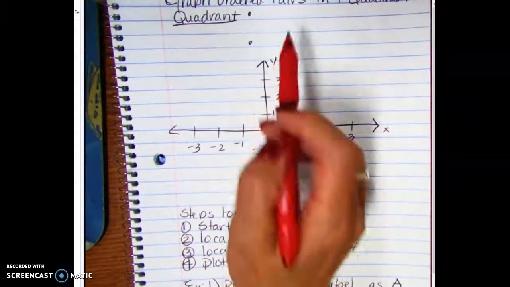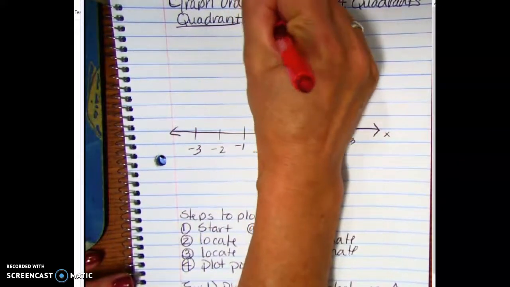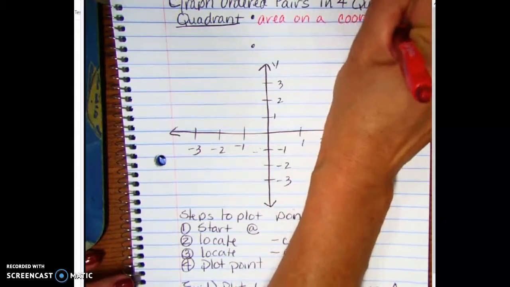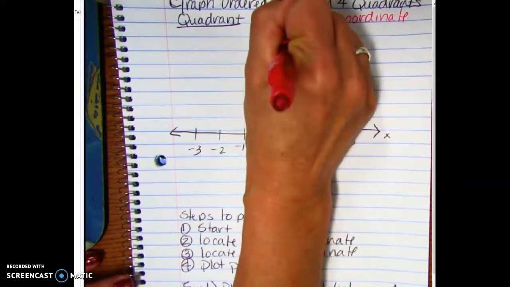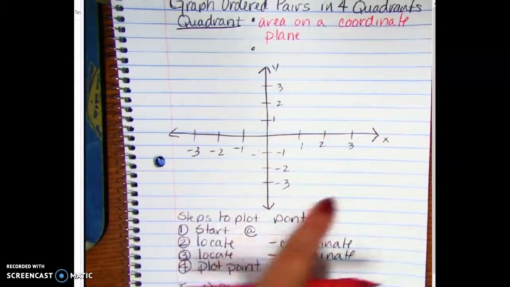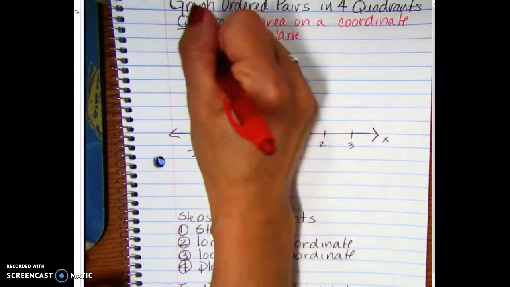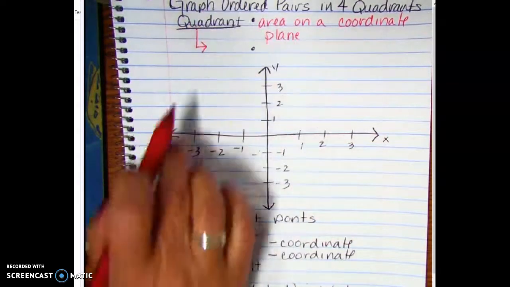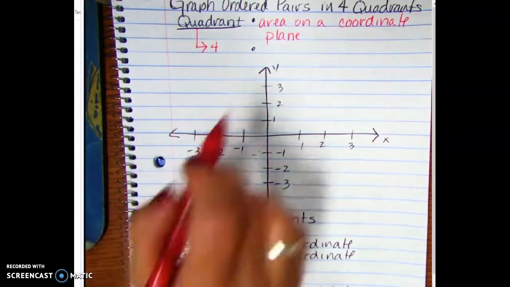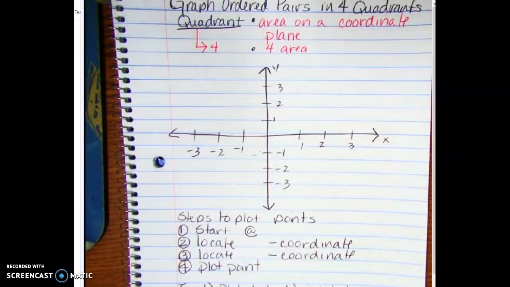Okay, so first off, the word quadrant basically means an area on a coordinate plane. And yesterday we talked about what a coordinate plane is. It's a two-dimensional flat surface. This right here is a coordinate plane, this grid. Now, when we look at the word quad, if you've ever ridden a quad, it is a four-wheeled recreational vehicle. So quad means 4. Therefore, quadrant means there are 4 areas on our coordinate plane.